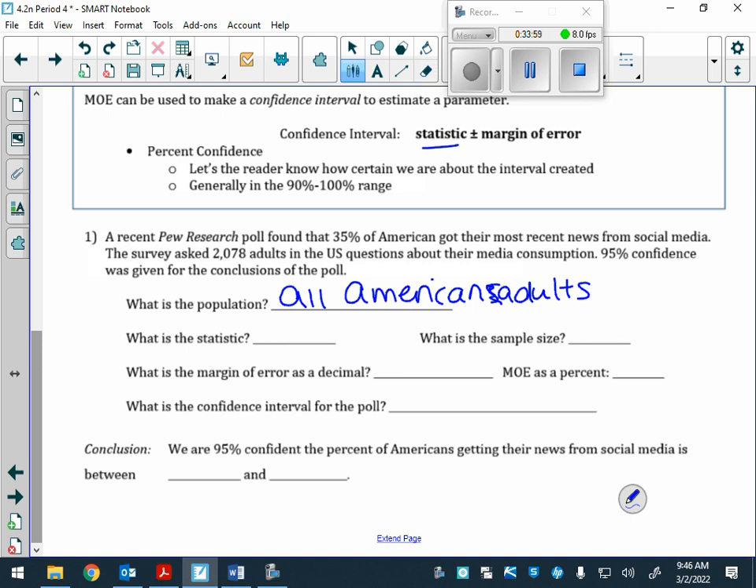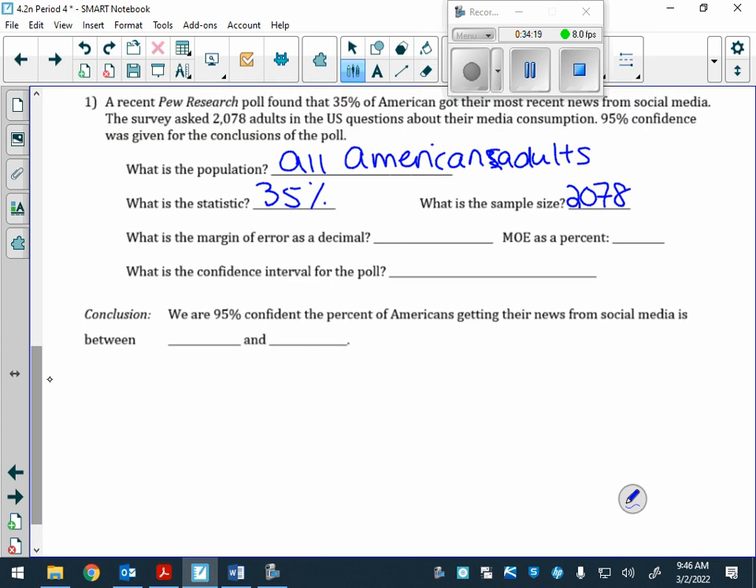35%. Good. What is the sample size? David? 2,078. Good. Now, we want to write the margin of error as a decimal. So we use our little formula, 1 over the square root of the sample size. So with the decimal, you want to round to 3 places.